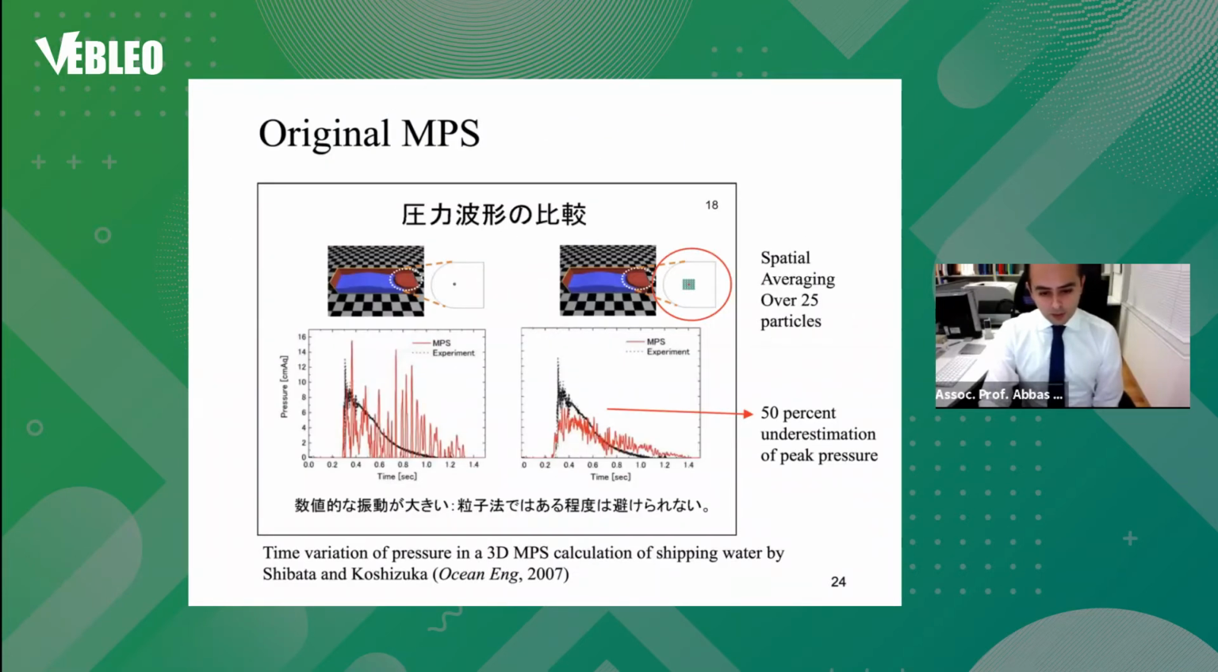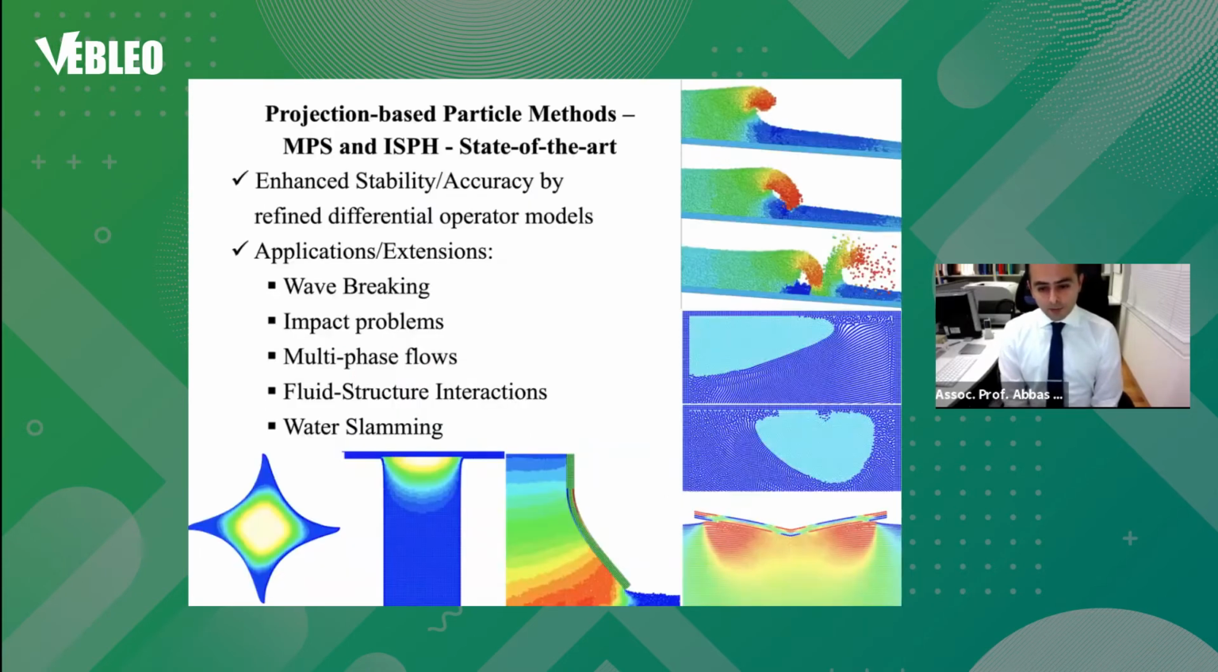Or this one is a paper published in 2007. We can see spurious pressure noise here. Even after averaging, we have 50% underestimation of the peak pressure in an ocean engineering application. But these days, we have refined, accurate particle methods for which we can have more reliable solutions based on the refined schemes or refined algorithms.